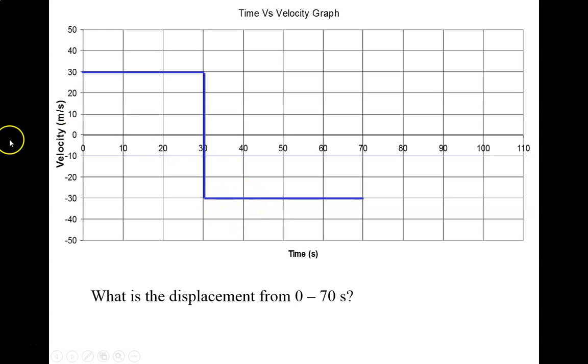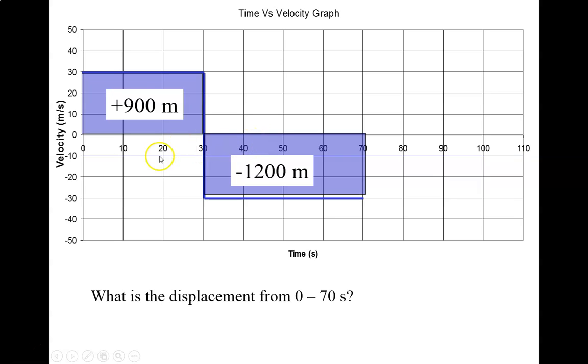Now, if you notice, this velocity versus time graph is a little bit different because it's got a section that dips below the 0 mark into the negative region. If you were to look at the displacement overall for this entire 70 seconds, in this region it's moving forward, so we've got positive displacement. In this region we're moving backwards, so we have negative displacement. The overall displacement in this case would be negative 300 meters.